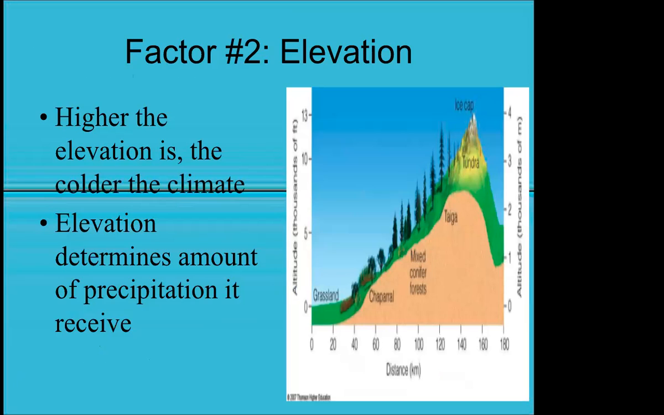The higher the elevation, the colder the climate. So think the difference between eastern North Carolina and the west side of the state. What's the west side of the state? The mountains, right? And what's the temperature like there? It's colder, right? They get more snow than we do here. We get a lot of ice. So the elevation determines the amount of precipitation it receives as well. The higher the elevation, the colder the climate, and it also determines the amount of precipitation.